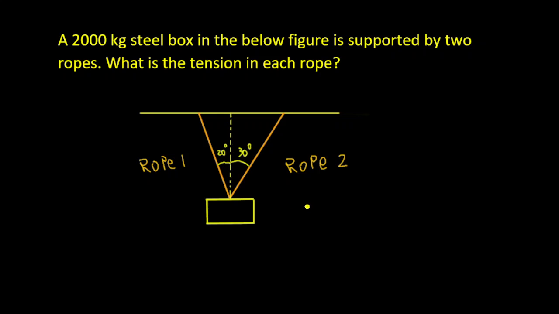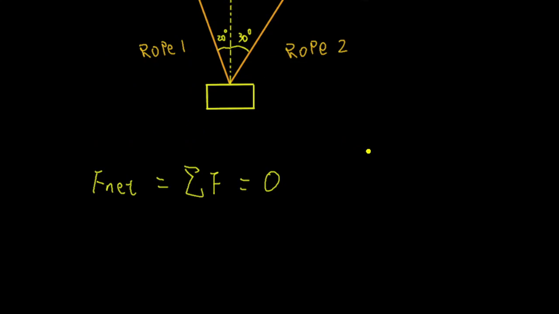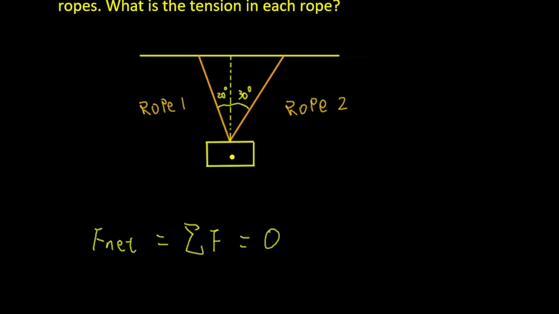What we know is that the net force acting on the object, which is the steel box here, has to sum up to 0 to reach equilibrium. So the net force, the sum of all the forces, has to be equal to 0. All the forces acting on this steel box, this object here, have to sum to 0 from any direction.